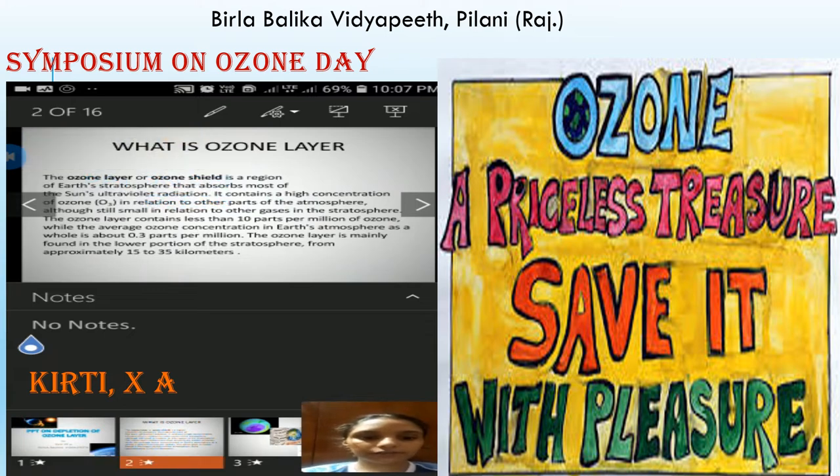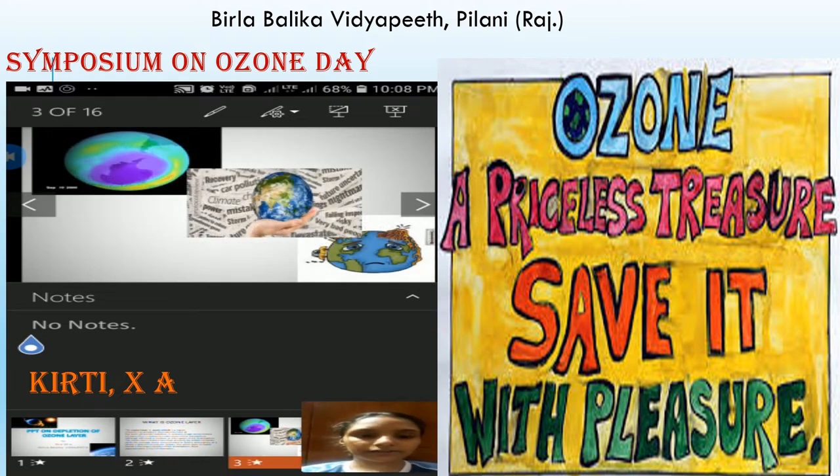So first of all, we will talk about what the ozone layer is. It is a region of the Earth's stratosphere that absorbs most of the sun's ultraviolet radiation, and it has a high concentration of O3, meaning ozone. And the ozone layer is mainly found in the lower portion of the stratosphere. And these are some pictures which show the current scenario of our planet Earth.